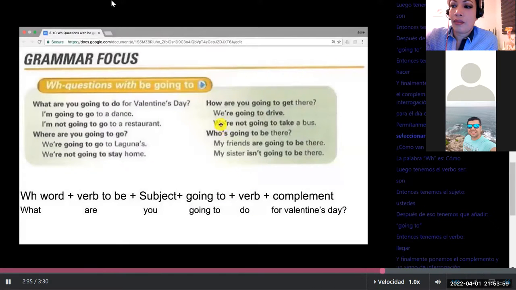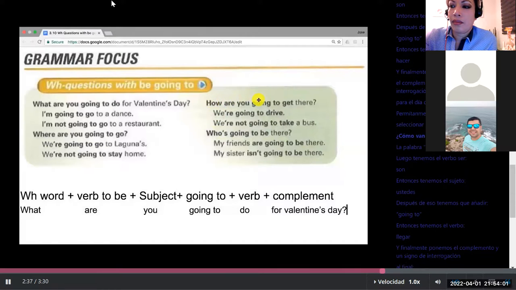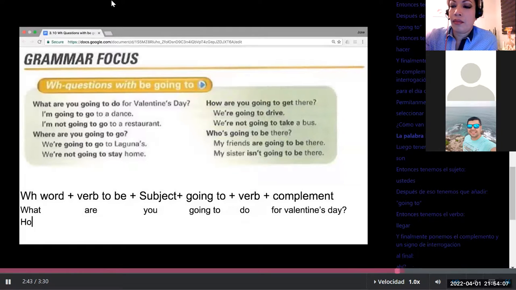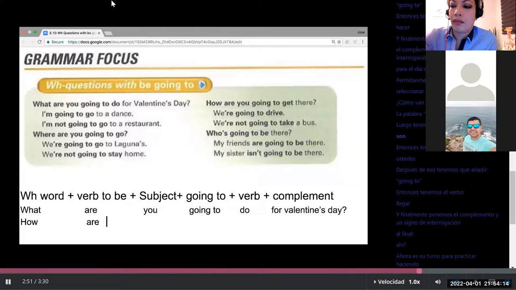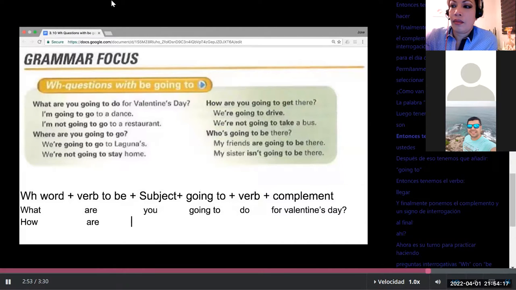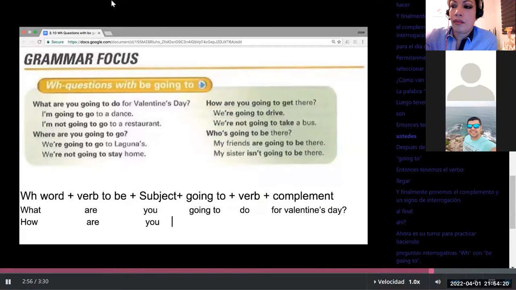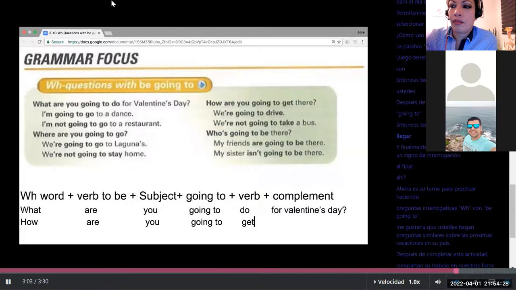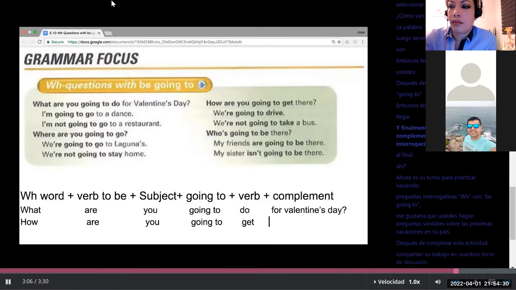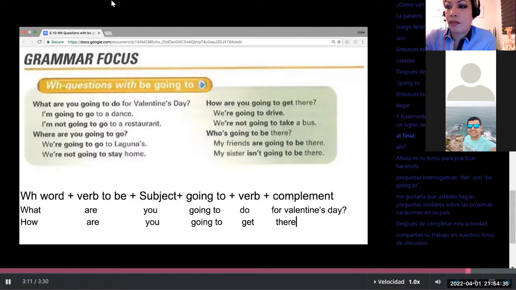Let me choose one more example. How are you going to get there? The WH word is how. Next, we have the verb to be, are. Then we have the subject, you. After that, we need to add going to. Then we have the verb get. And finally, we put the complement and a question mark at the end, there.